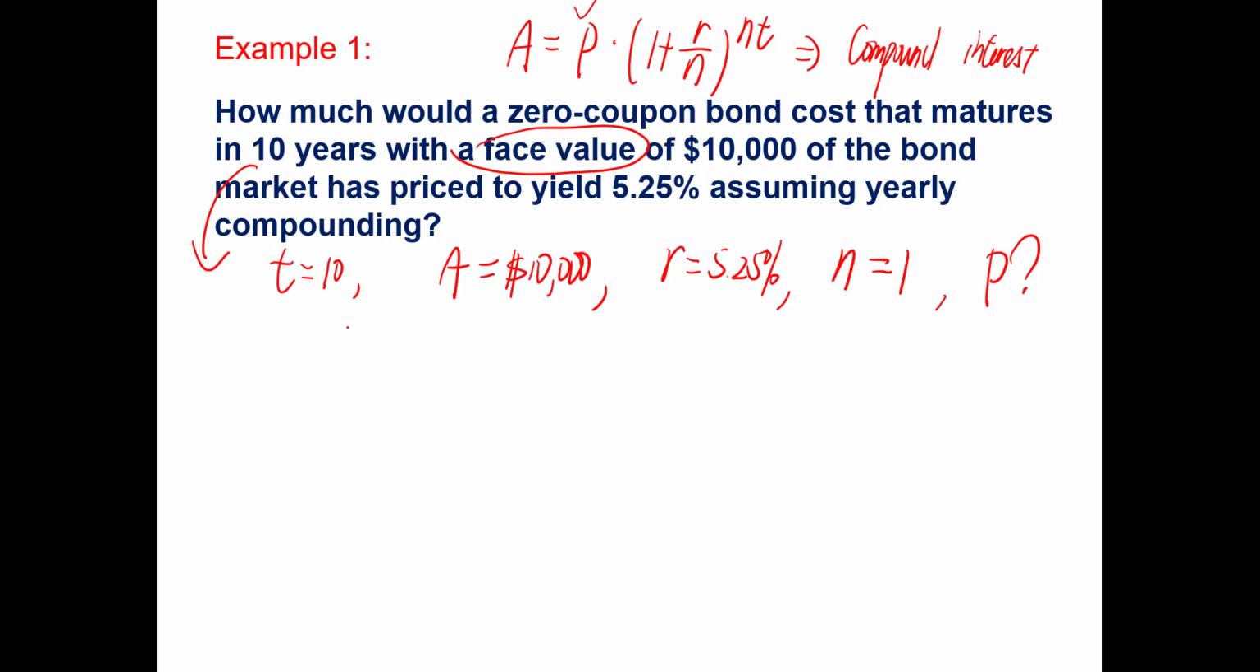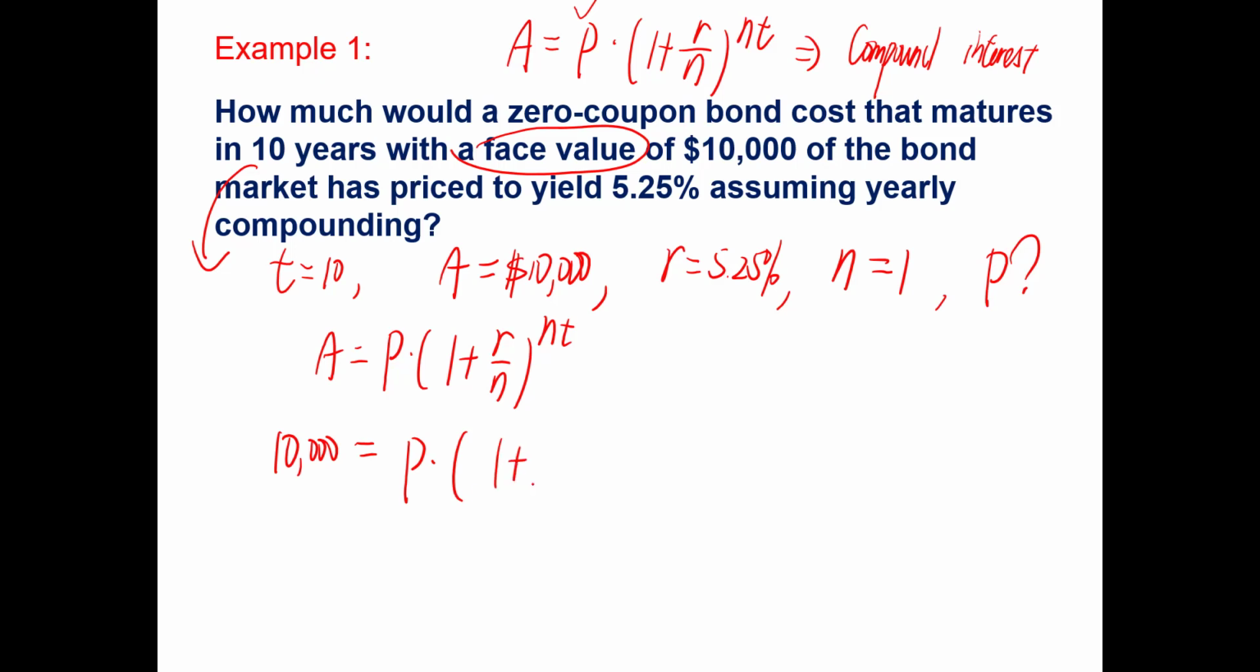So here you go. We apply the formula here. Now A is $10,000. P is what we're looking for, and that's 1 plus the rate, 5.25% over 1, raised to n times t, which is 1 times 10, so 10. Okay. So we're going to simplify a little bit.